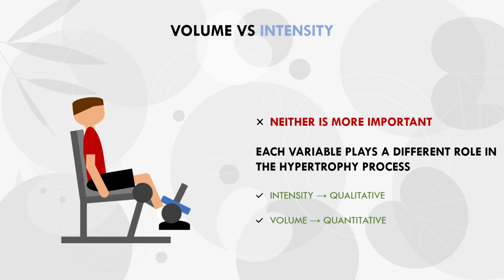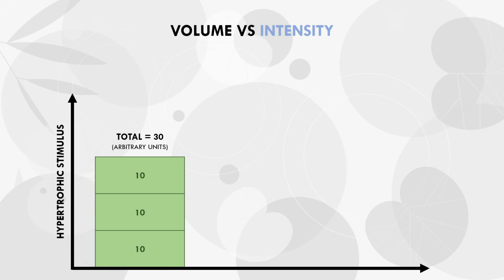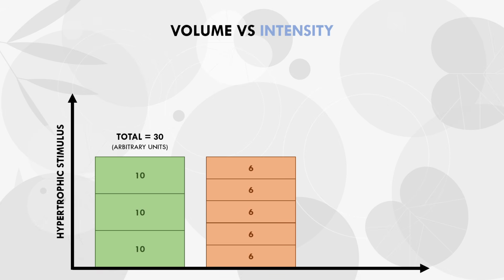To understand this, let's go through an example. If we perform 3 sets of high quality training, let's say each set provides an arbitrary 10 units of muscle growth. So our total muscle growth would be 30 units. In another training session, we may perform more volume, but sacrifice quality slightly. So let's say we perform 5 sets, and each set provides 6 units of muscle growth. This would also result in 30 total units, so muscle growth outcomes would be the same between sessions.